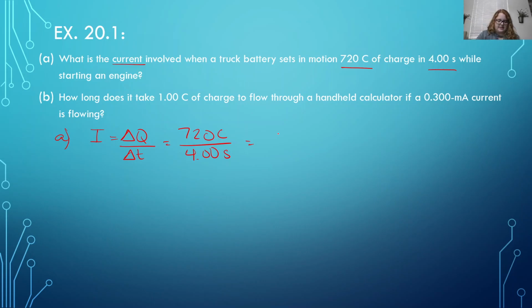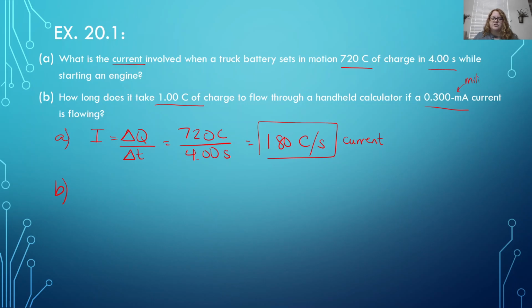So we can plug that into our calculator. Nothing too crazy. We get 180 coulombs per second. So this is our current. Okay. Now to part B. How long does it take 1 coulomb of charge to flow through a handheld calculator of 0.3 milliamps?